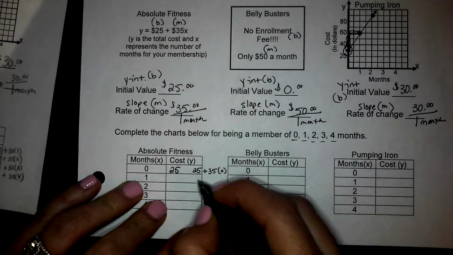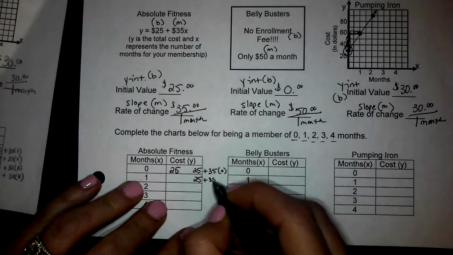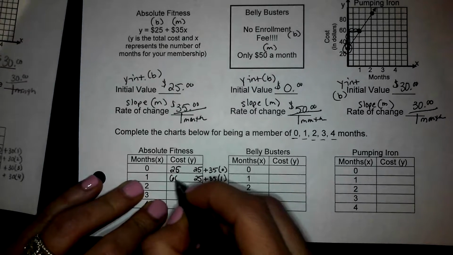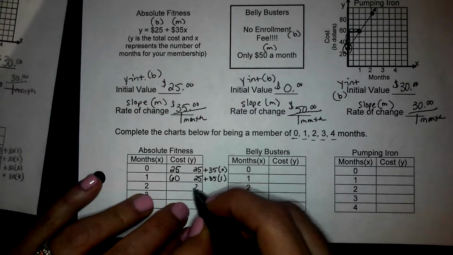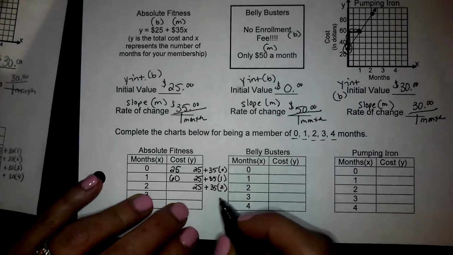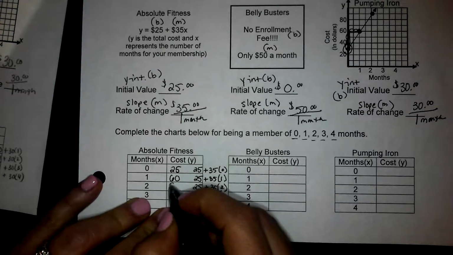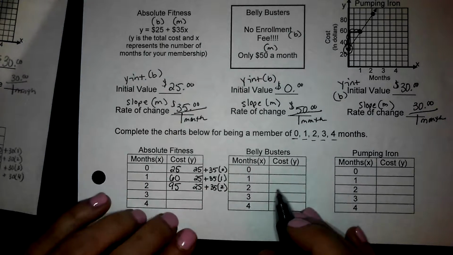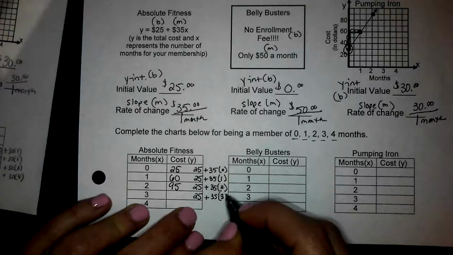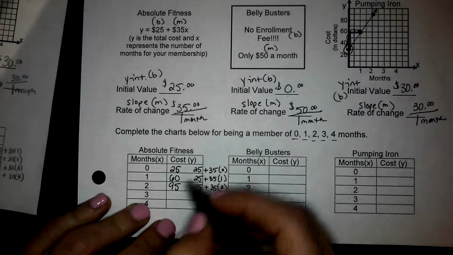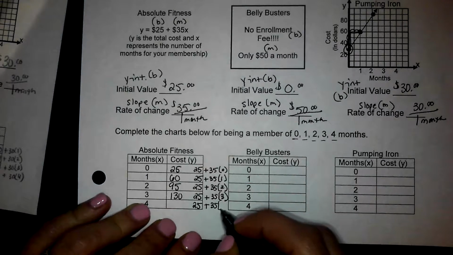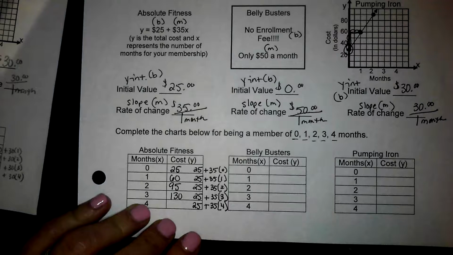If 1 month has gone by, I've paid $25 plus 1 payment of $35. So that's going to give me a total of 60. 2 months have gone by. That's $25 plus my $35 that I've now paid twice for those 2 months. That's going to give me a $95 total. If 3 months have gone by, I've paid $25 plus $35 3 times over, which is now giving me a total of $130. If I pay $25 plus my $35 now 4 times over, that's going to give me a total of $165.